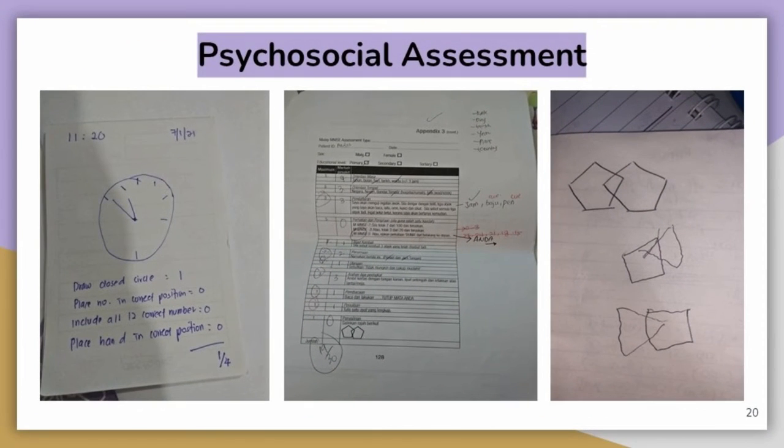Here is the psychological assessment. We use the clock drawing test and the Mini-Mental State Examination. For the clock drawing test, the patient is only able to get 1 out of 4. Meanwhile, for the Mini-Mental State Examination, the patient's score is 19 out of 30, which indicates that the patient has mild cognitive impairment.